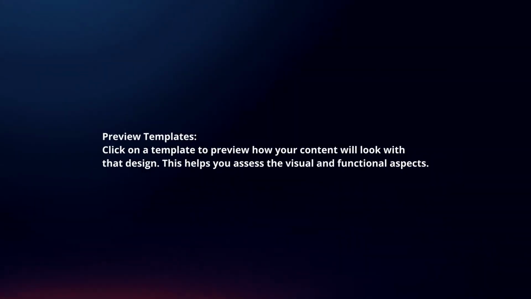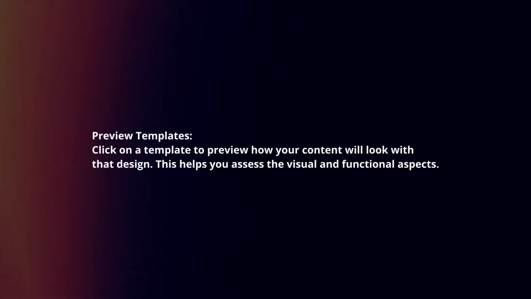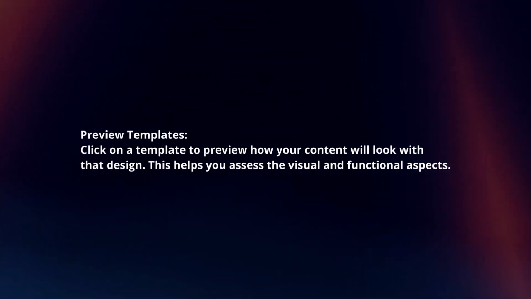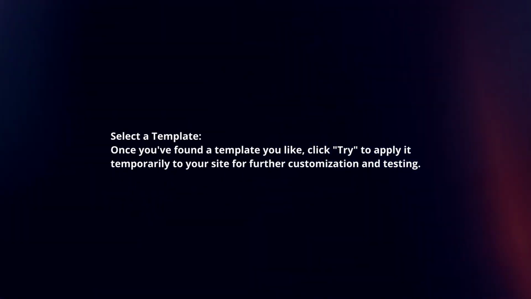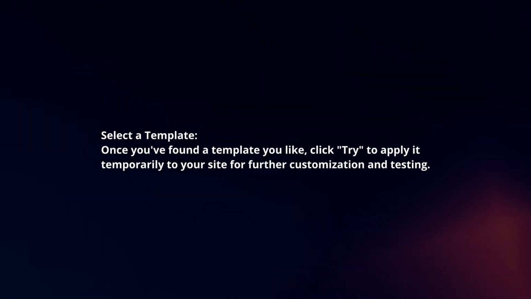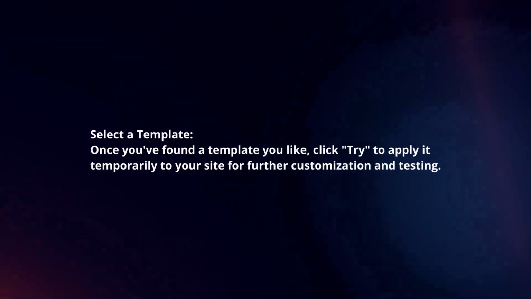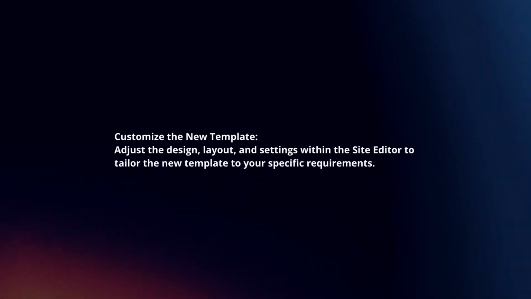Preview templates. Click on a template to preview how your content will look with that design. This helps you assess the visual and functional aspects. Select a template. Once you've found a template you like, click Try to apply it temporarily to your site for further customization and testing.